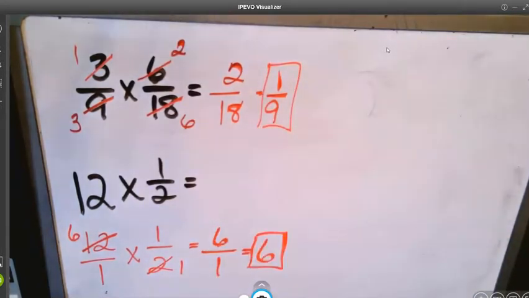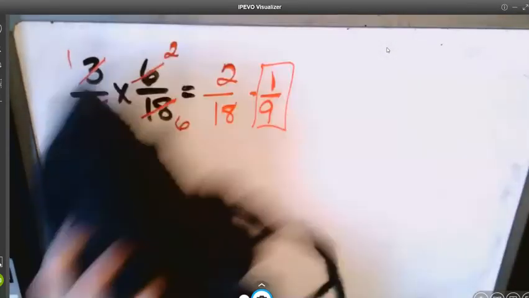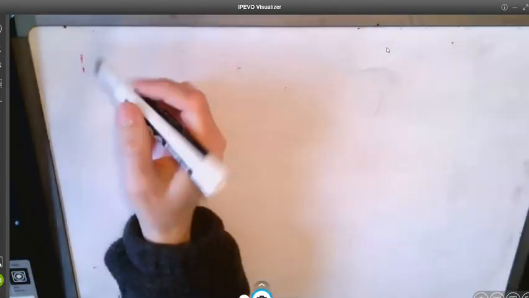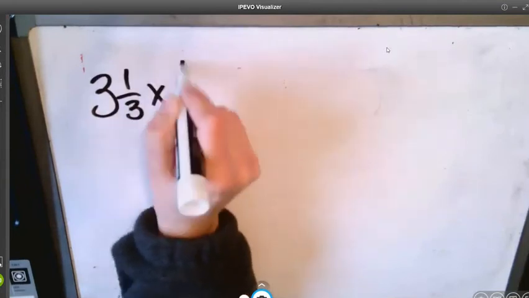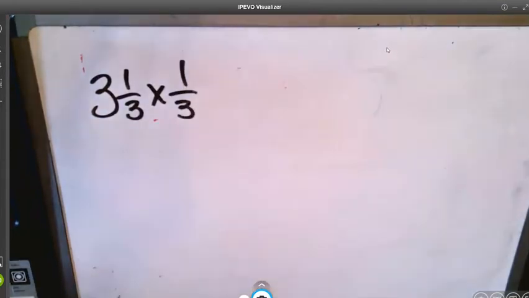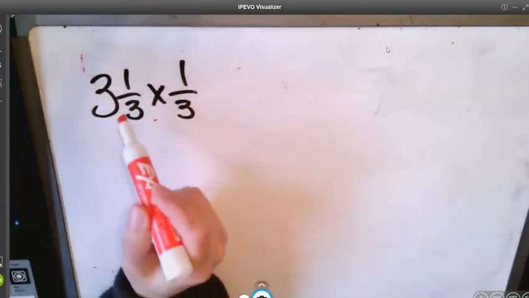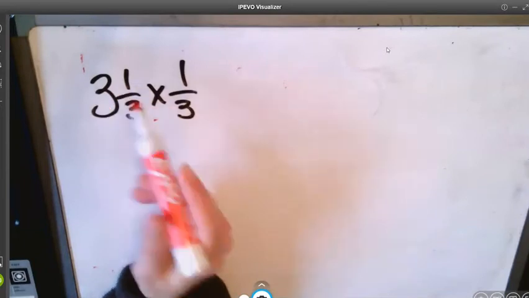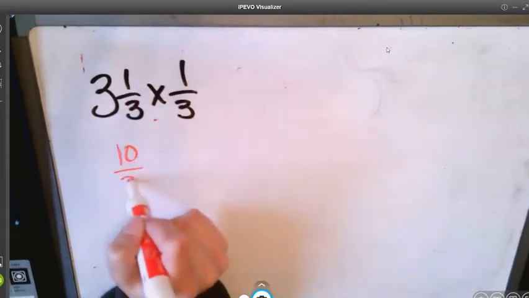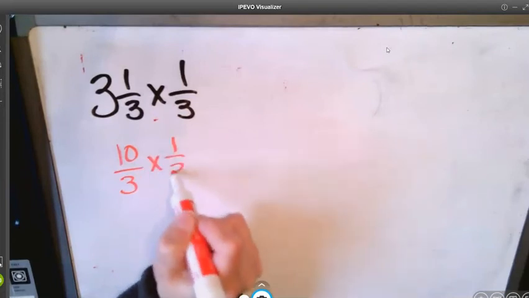Okay, let's do one more example. Let's say we have a mixed number. So let's say it's 3 1/3 times 1/3. Now what we're going to do is take this mixed number and make it into a fraction. So 3 times 3 plus 1 is 10/3 times 1/3.